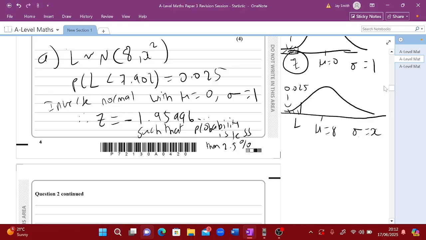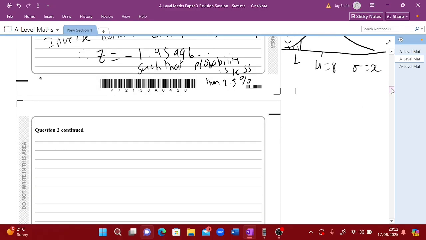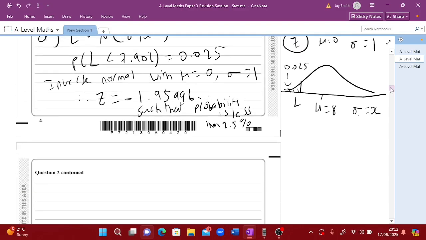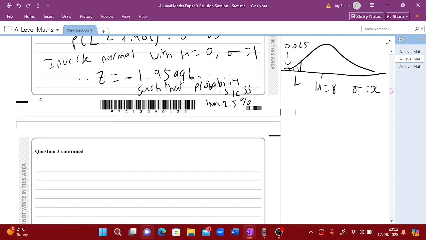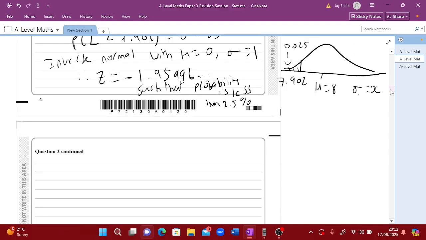So then we can work with this. What that's telling us, well, actually, we do know what L is. L is 7.902. That comes from here. So actually, the only thing we're missing is sigma. But what you do need to know is that we can map from a standard normal to the actual normal we're working with, between two different curves, using this coding. So Z is, in this case, L minus mu over sigma.